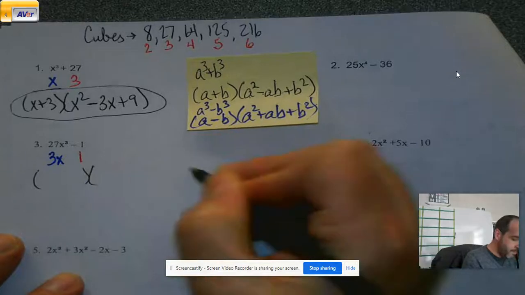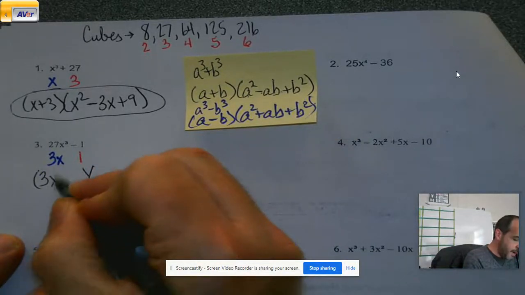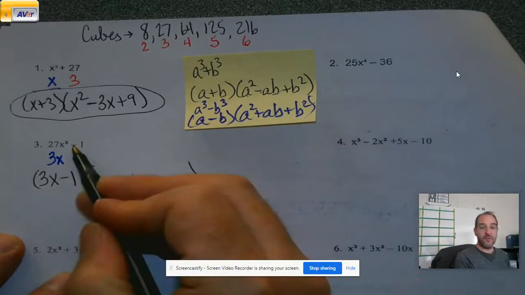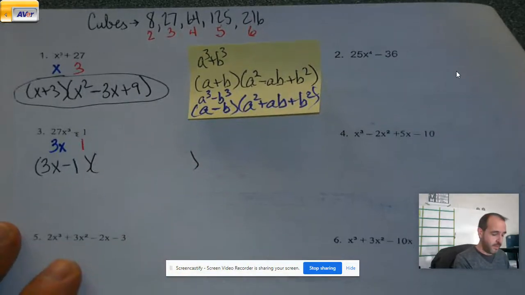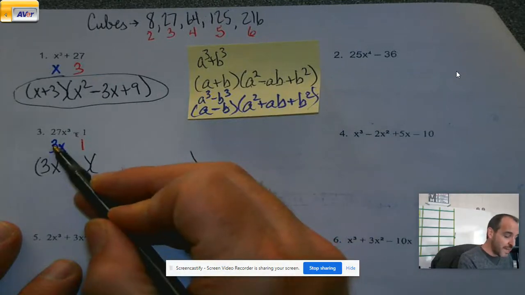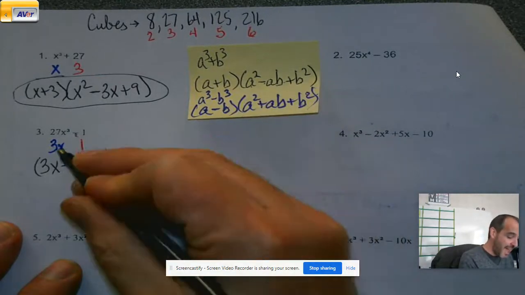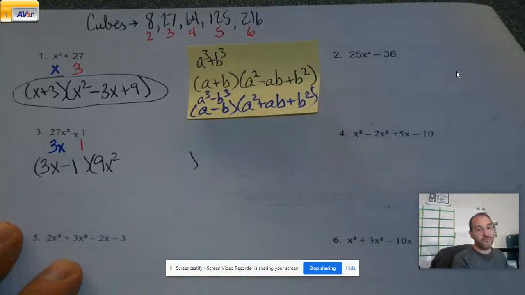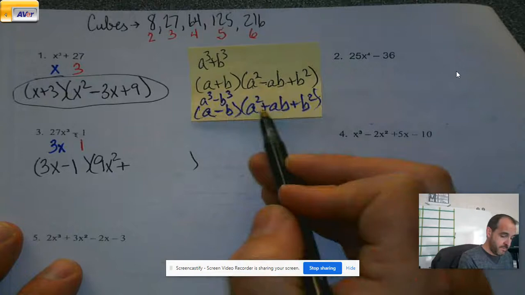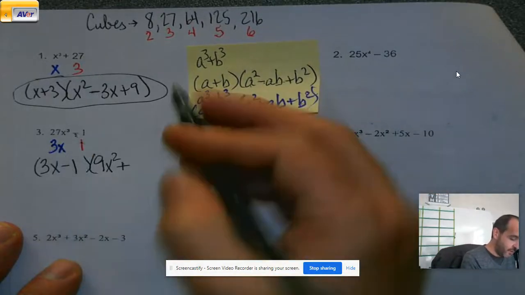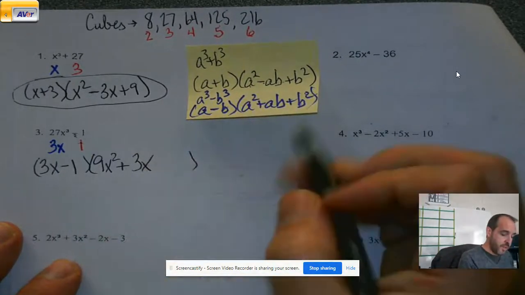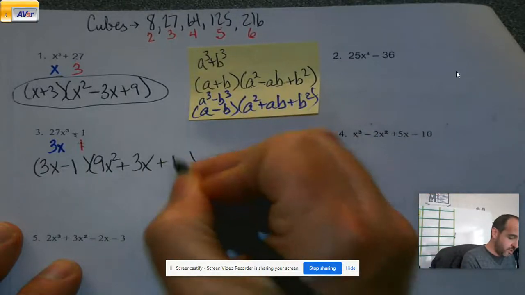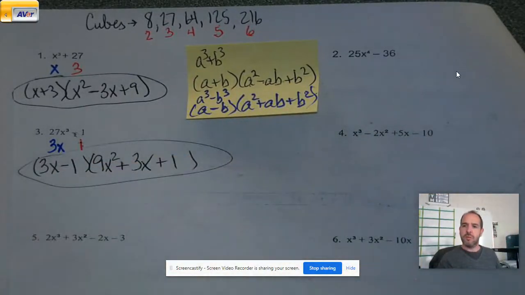So first minus second, whatever symbol we see in the original problem. Now, we're going to square the first term. We're squaring the 3 and the x. Okay, don't forget to do both. Plus, multiply these together. 3x times 1 is 3x. Plus b squared, plus 1 squared. Boom. Okay. So just keep the form handy.